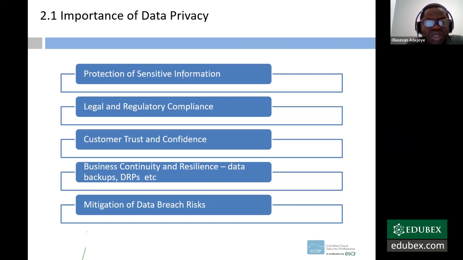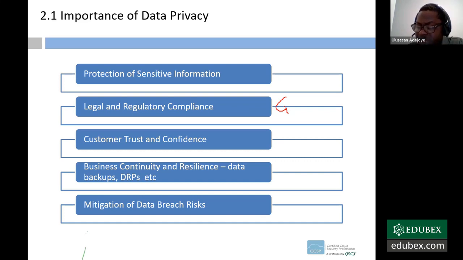Two, data privacy is very important when you want to conform to legal and regulatory compliance. Example, in Nigeria now, we even have a bureau for data privacy. An agency has been set up for data privacy. It used to be the function of NITDA, but an agency has been set up for implementation of it. And if you are conversant with GDPR, in the next webinar we'll take a look at data privacy and global regulations.